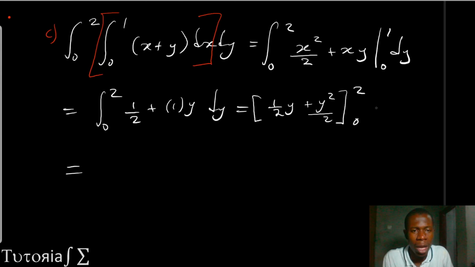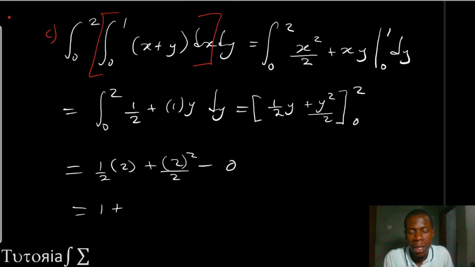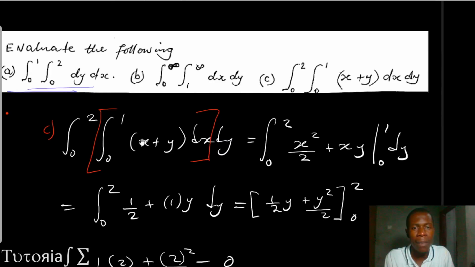So we plug into y, the upper limits first. That is half times 2 plus 2 to the power 2 over 2 minus 0. When we plug 0 here, it will be 0, so everything is 0. So this simplifies to 1 plus 2, which gives us a final answer of 3. So that is how you're supposed to do question C.